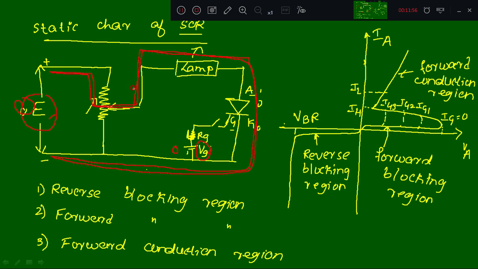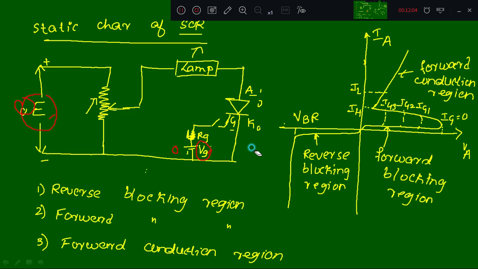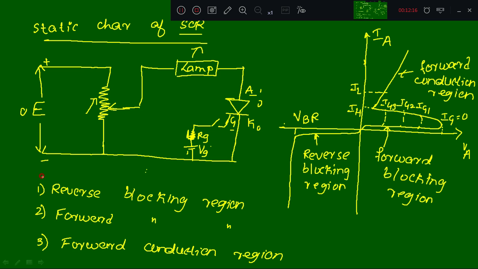Okay, now this graph, what is the meaning of this graph? Actually, our SCR operates in three regions. What happens when the gate is given? What happens when the gate is not given? What happens when anode is made negative with respect to the cathode? So there are three regions. It operates in the three regions.